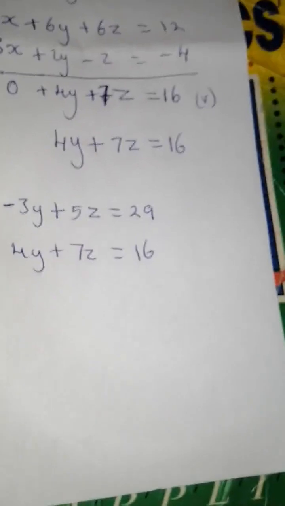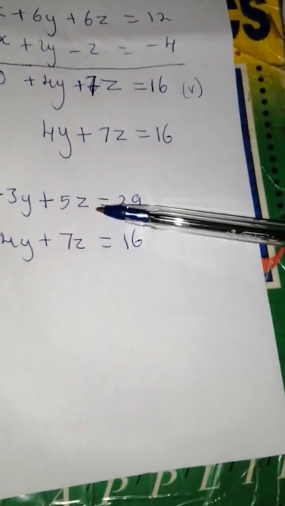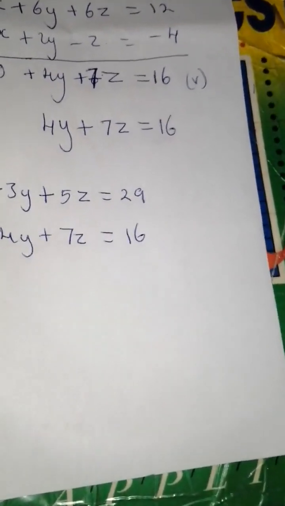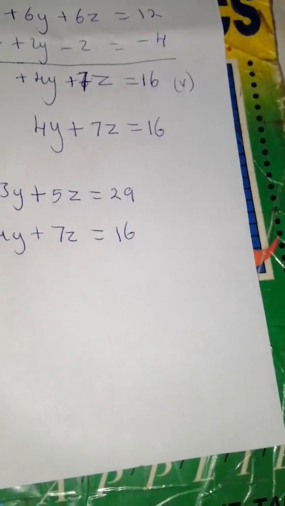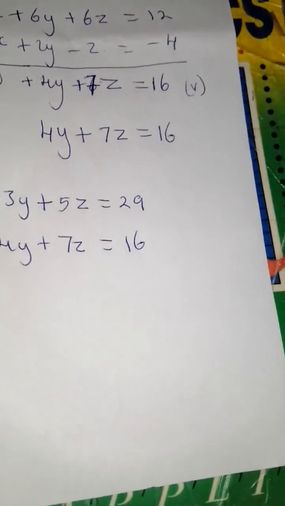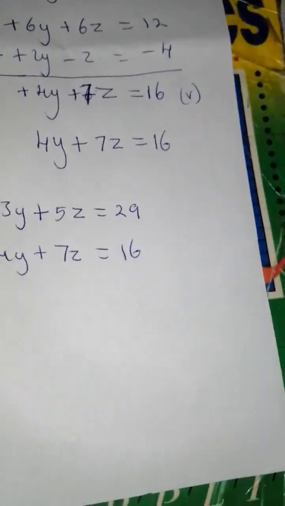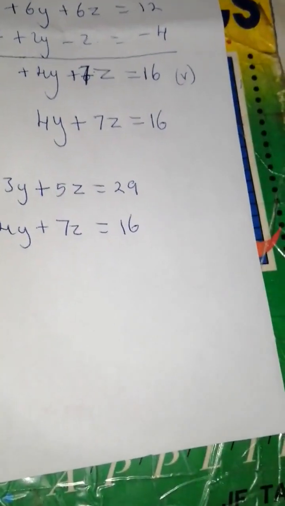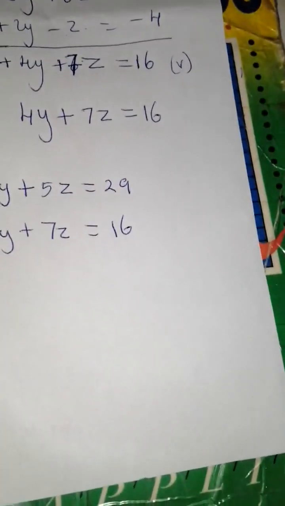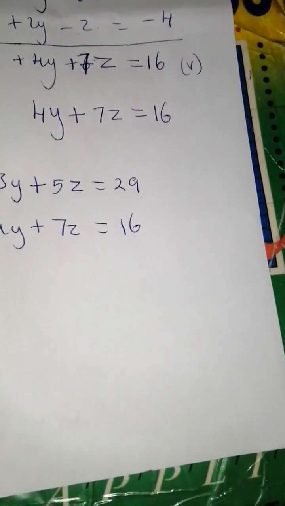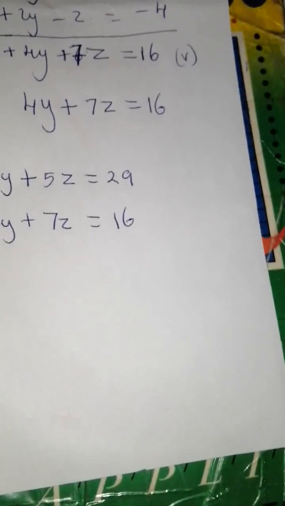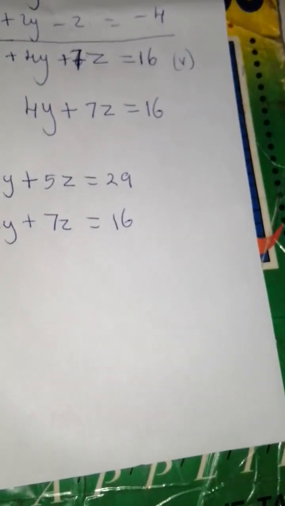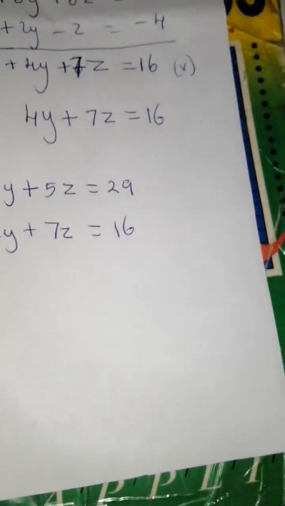Okay, so what I wanted has happened. I've remained with equations which have two variables, y and z. Now we can solve them simultaneously. Looking at the coefficients, if I wanted to eliminate y, the coefficients are not the same. If I want to eliminate z, the coefficients are not the same. So I need to make the coefficient of one of the variables the same.